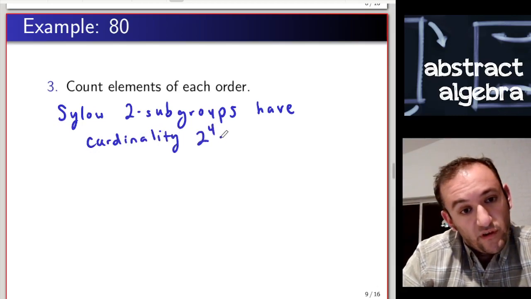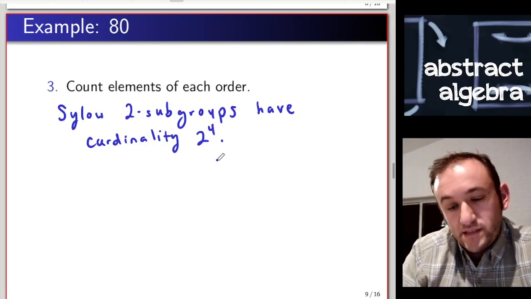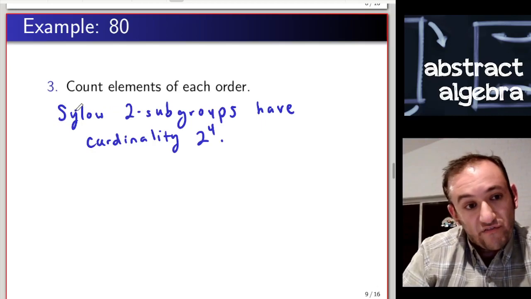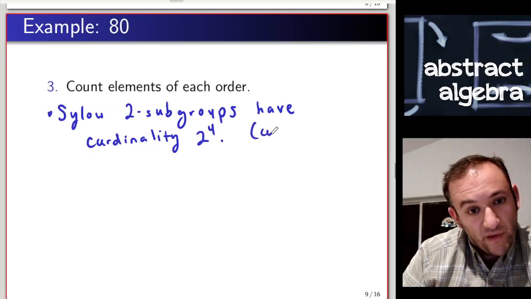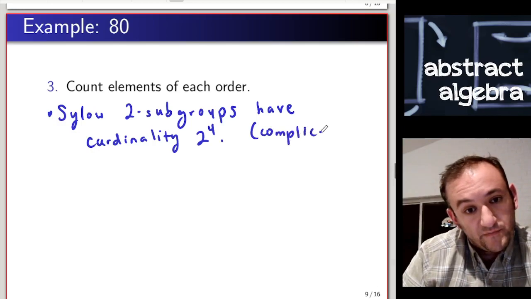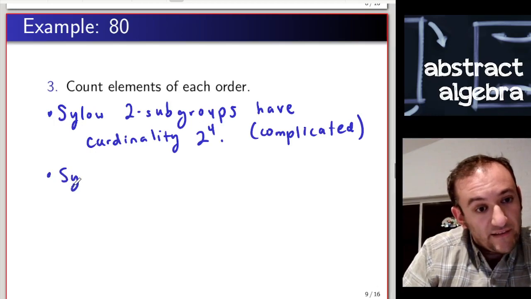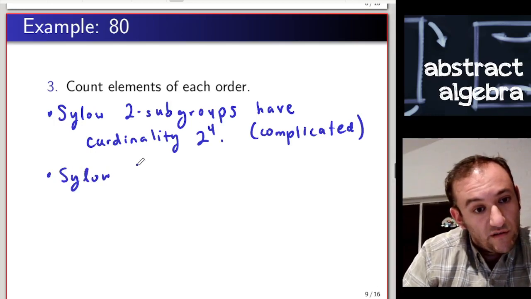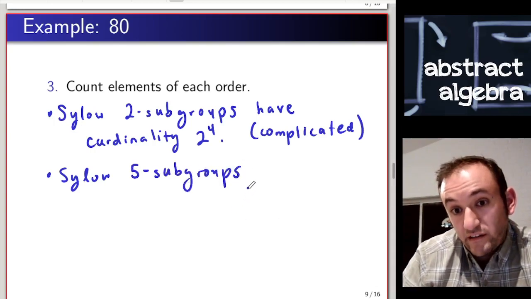Two to the 4th. So in particular, they can intersect each other in unpredictable ways. So let's focus on the Sylow 5 subgroups. Okay, so just make a note that it's complicated. Looking at the Sylow 5 subgroups, these all have cardinality 5.